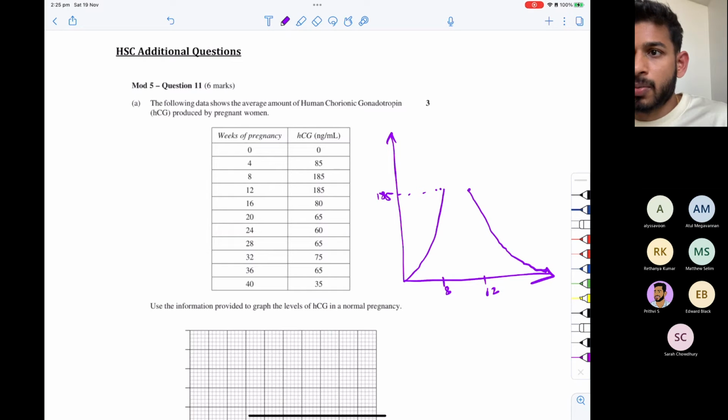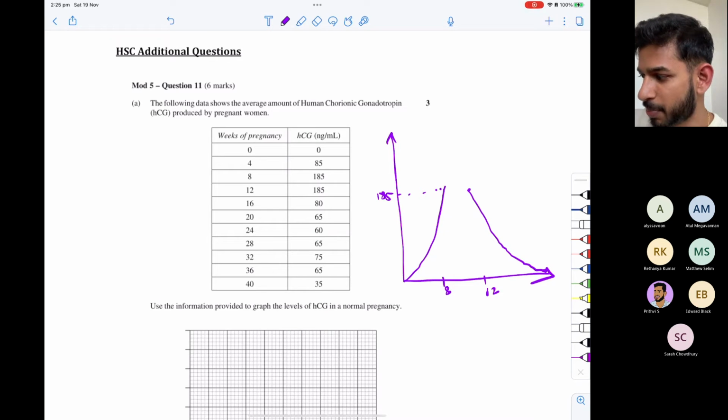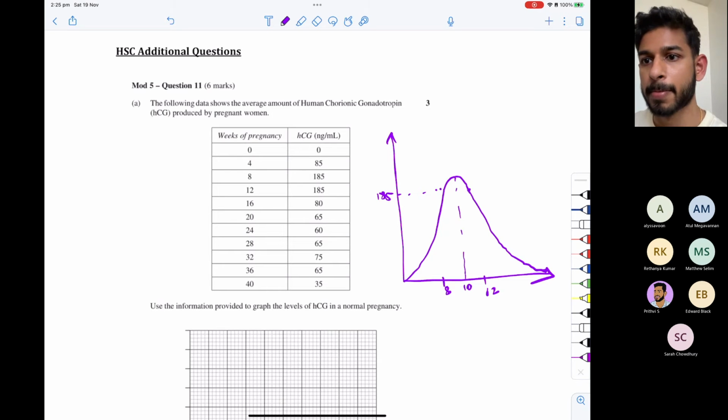Okay. Now, I'd say, logically speaking, it's literally a graph that looks like a parabola. It must have a peak. It does not make sense for it to do this, right? So logically speaking, if it's at 185 at either end, it probably means it's highest between weeks 8 and 12, most likely week 10.